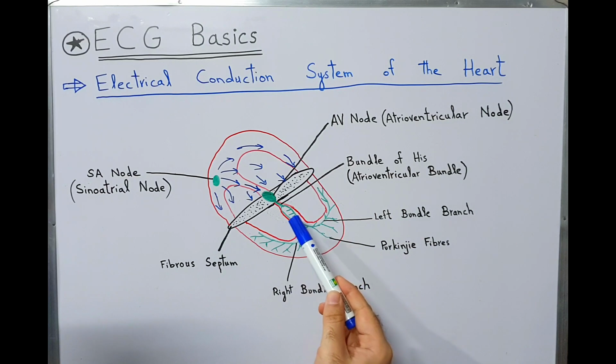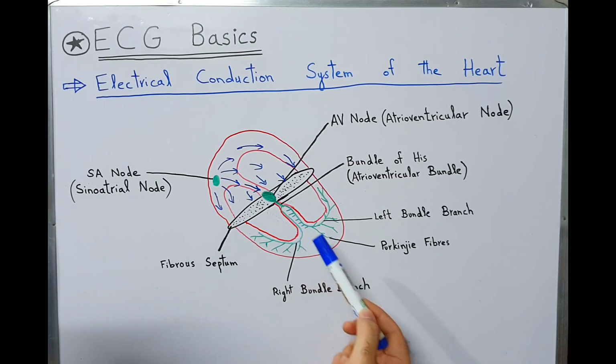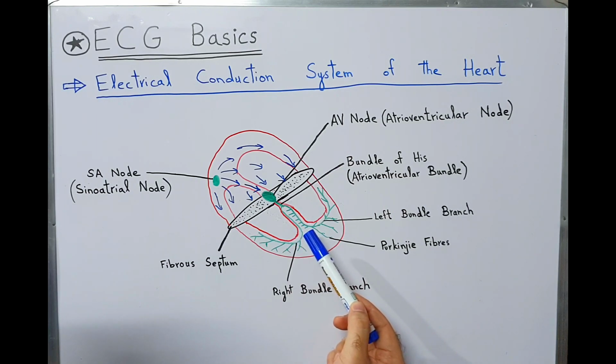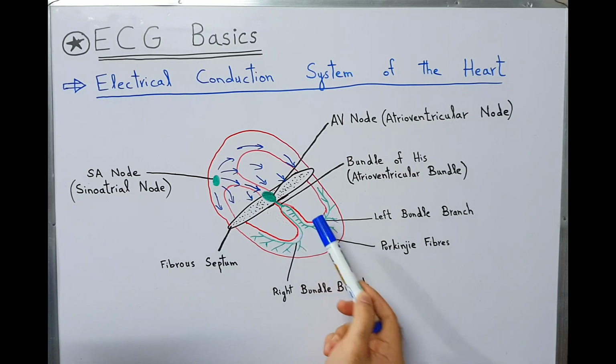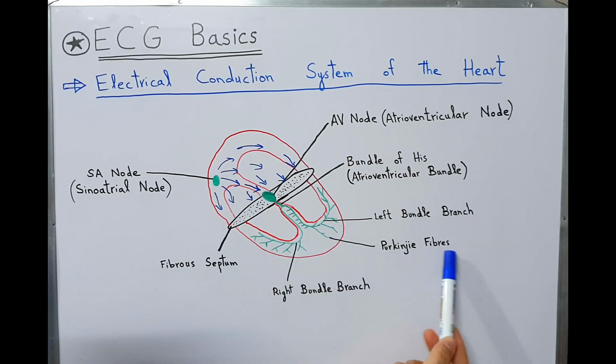The interventricular septum is depolarized by the left bundle branch. It does not receive supply from the right bundle branch. That is important as we will discuss the vectors later. Then from the right and left bundle branches, we have these small fibers coming out. These are called Purkinje fibers.